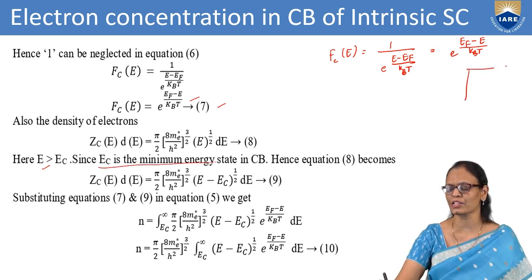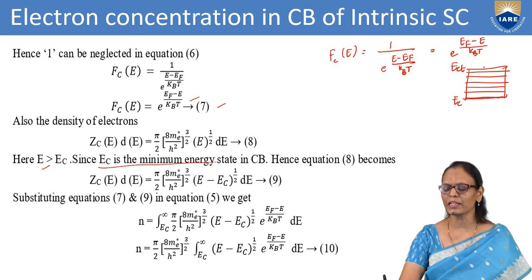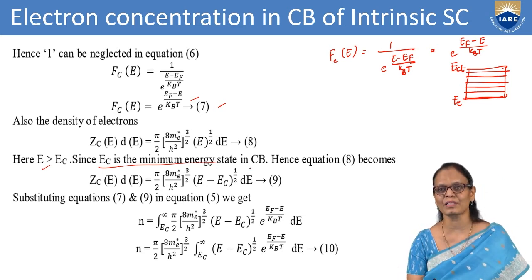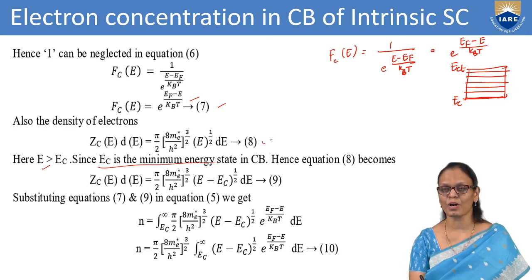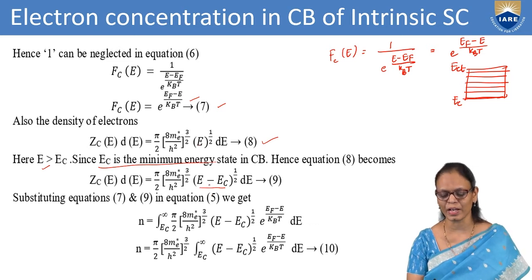When I have shown you the conduction band, there are different states. This is EC and this is ECT. So this is the lowest level. Any other energy is above EC. So EC is the minimum energy state. So we are going to modify this equation 8 by writing E minus EC in place of E. Means we are accommodating all within this range. So instead of writing E, we are writing E minus EC.